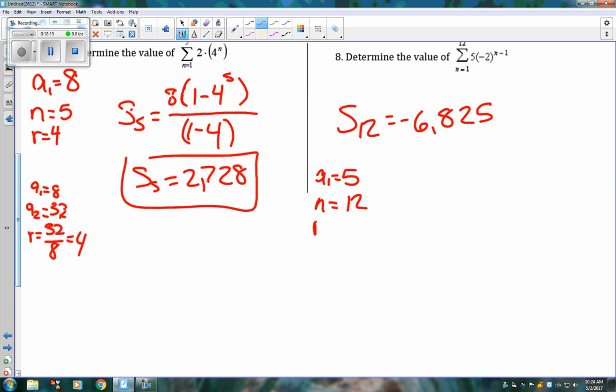And then R, you can find it two ways. You can plug in 2 for n. If I plug in 2 for n, I get negative 2 to the first power, which is negative 2, times 5. Negative 10. Negative 10 divided by 5 is negative 2.